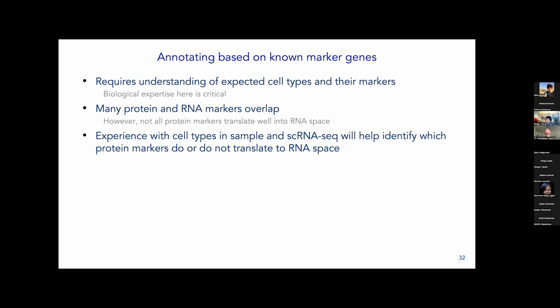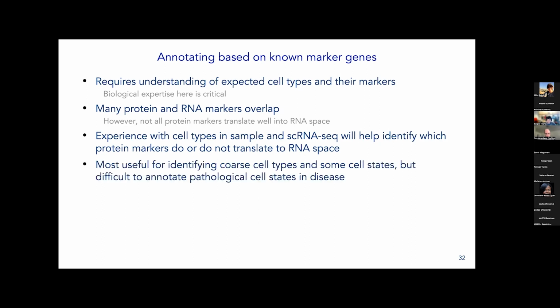So the same thing: experience with cell types in the sample and errors will help identify which protein markers do or do not translate into the RNA space. So basically, you kind of have to try, test, evaluate, and then take it from there. In my experience, there are a lot of antibodies, knowledge that you know from decades of antibodies or even textbooks, that will not be available at the single cell RNA level. Not only because it's just not present, but sometimes we just cannot detect it. So this technique is really good, but it's also new knowledge. A lot of these things will be new discoveries or new information that will not necessarily completely overlap with what is known already.